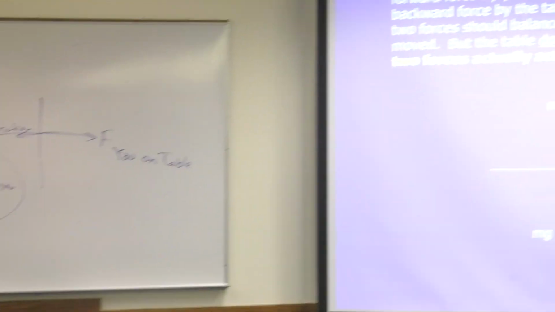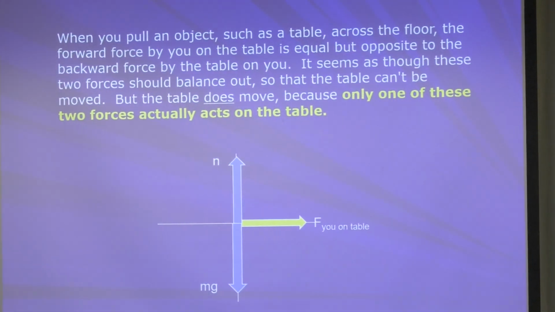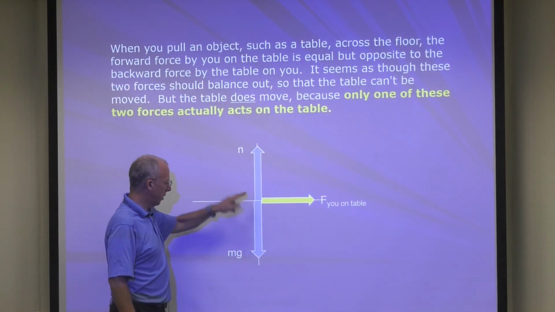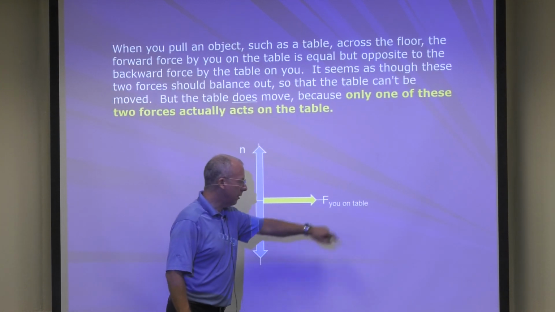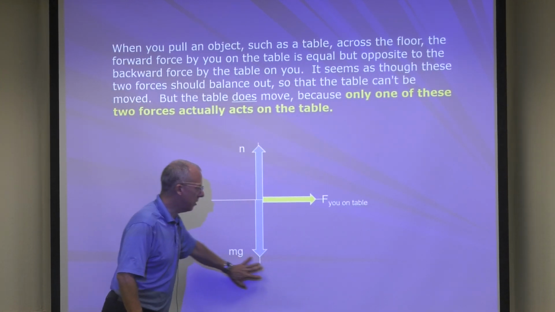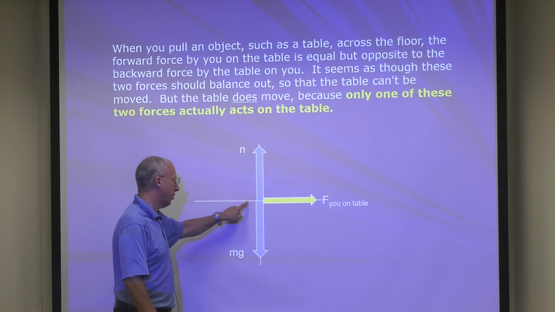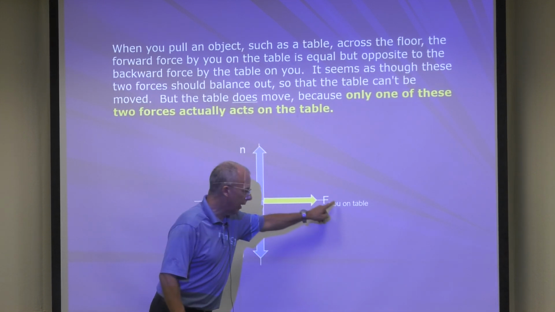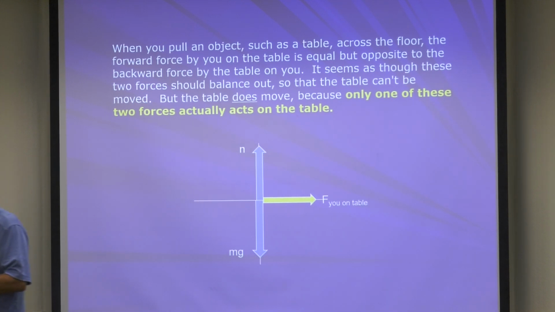Yeah, that's a nicer picture than this, huh? All right. So here's a force diagram. There's a normal force, there's a weight, there's a force U on table. These are the only forces acting on the table. Well, there's friction, I guess, but let's say just frictionless. So bingo, the table moves. That's all.